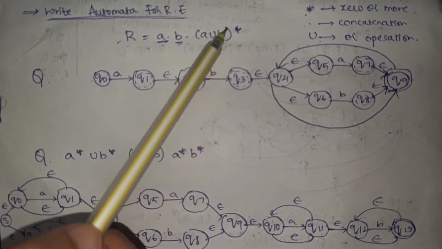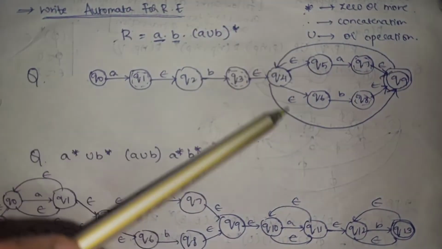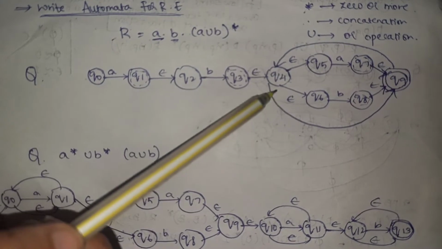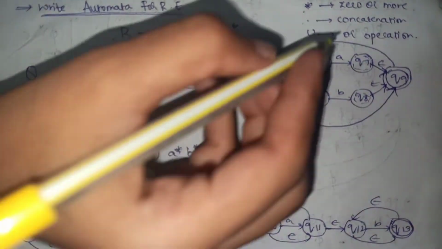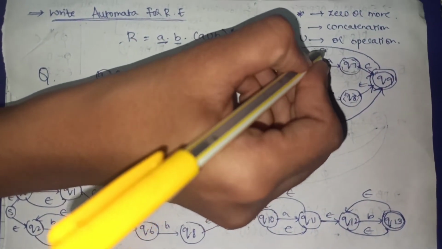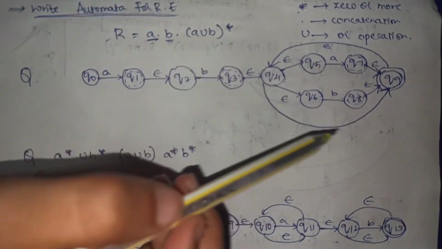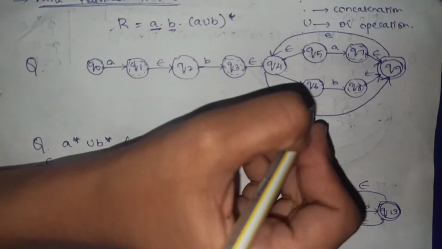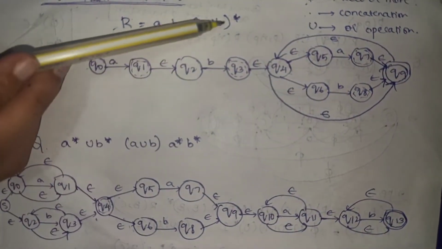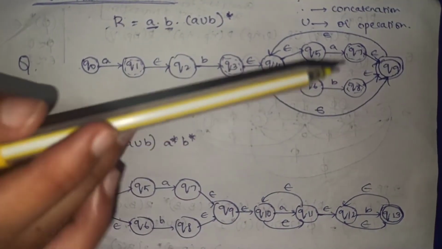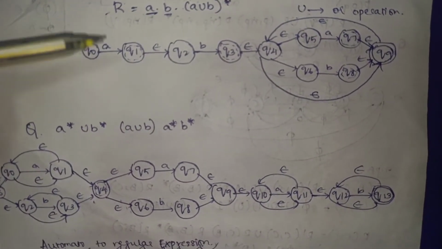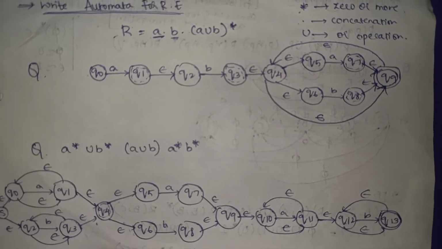Then you have the Kleene star over the whole thing, that is, it will be repeated. So from here to here it will be an epsilon transition, and from here to here again an epsilon transition. That means it will be repeated. Star means it will be repeated 0 or more times. So this is how you convert the regular expression into automata.